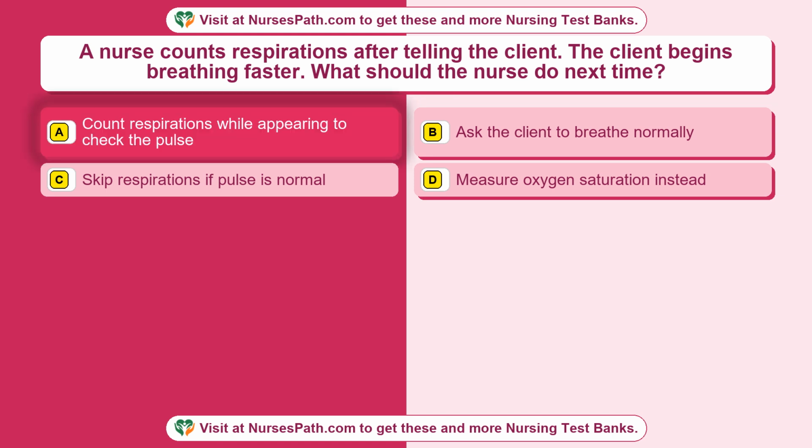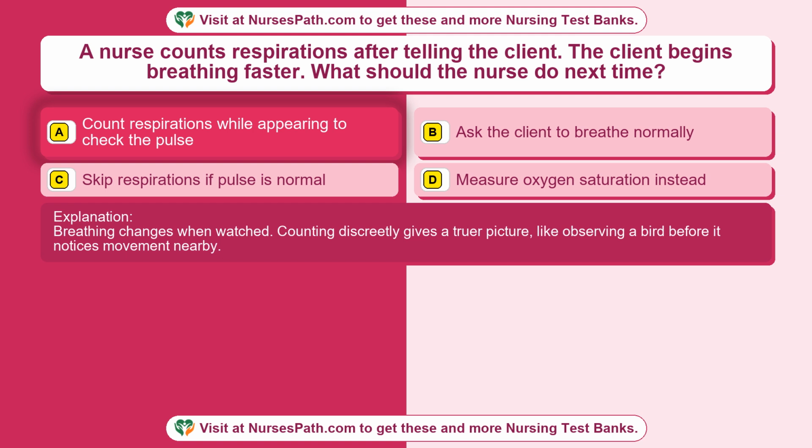The correct answer is option A. Count respirations while appearing to check the pulse. Breathing changes when watched. Counting discreetly gives a truer picture, like observing a bird before it notices movement nearby.